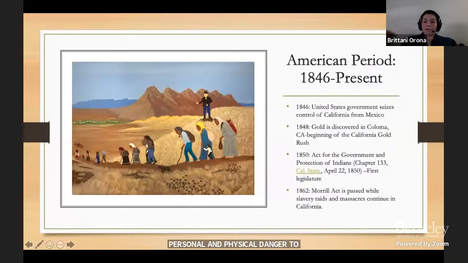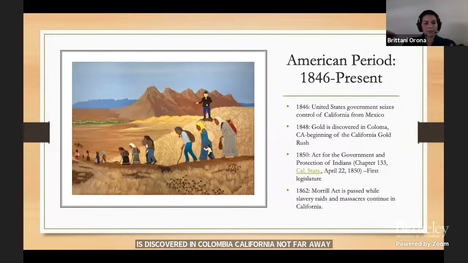So moving into the American period, 1846 to the present. In 1846, the United States government seizes control of California from Mexico, and then it's further ratified or institutionalized through the Treaty of Guadalupe Hidalgo. And then in 1848, gold is discovered in Coloma, California, not too far away from here, on Nisenan and Miwok lands.